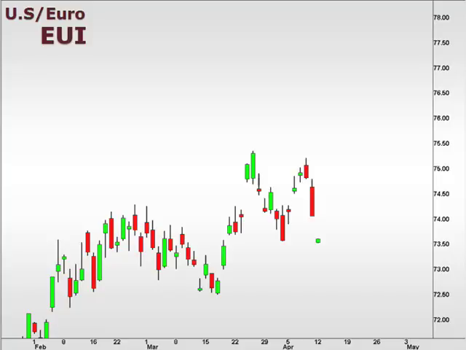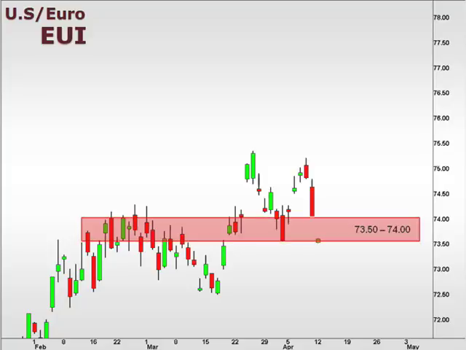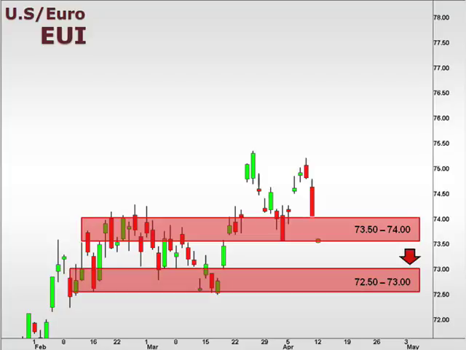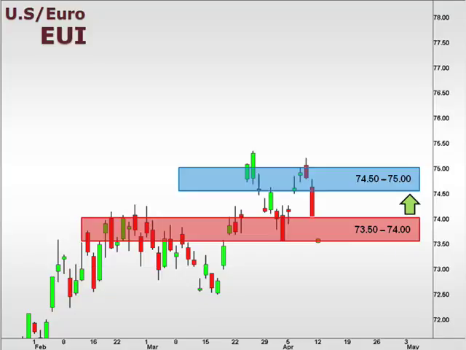Well, the US dollar lost some ground against the euro as seen here in the pair value EUI. The pair now tests support down at the 73.5, 74 focal zone, and this level is important in maintaining the credibility of the uptrend in the bigger picture. Now, a break below 73.5 is likely to slip down to test support at the 72.5, 73 focal zone. We do have a major resistance level at 74.5, 75.